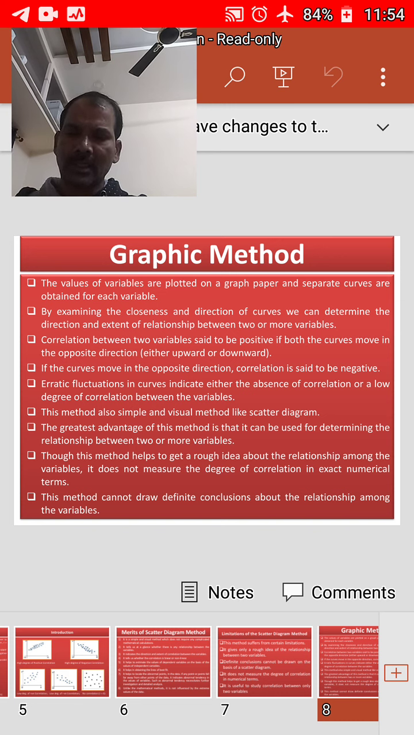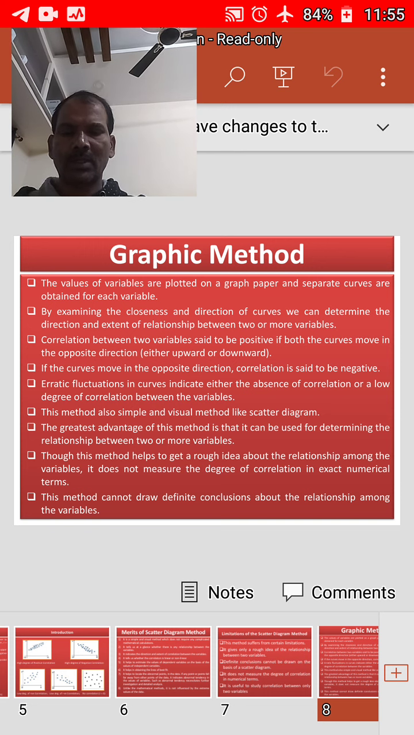Like a scatter diagram, the graphic method is also a simple and visual method which does not require any mathematical calculations. Okay, there is a phobia. Some people will feel that, oh, mathematics, it is not our work, we are not skilled in that field. But that is not required to study the correlation by using the graphic or scatter diagram method. Both are easy to calculate. They don't require any mathematical calculations.